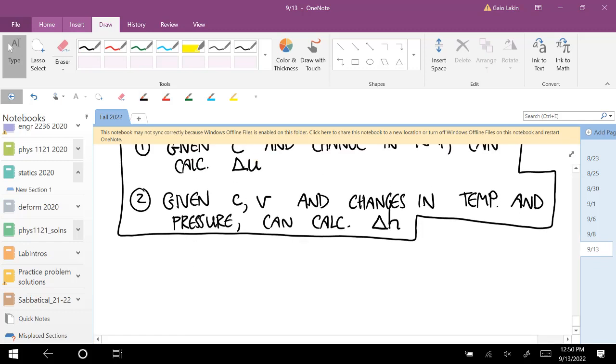Yeah, because given something compressible like a gas, we're then going to have to use a state function like the ideal gas law to then rewrite pressure, volume, and so on. Yeah, it all gets a lot more complicated.